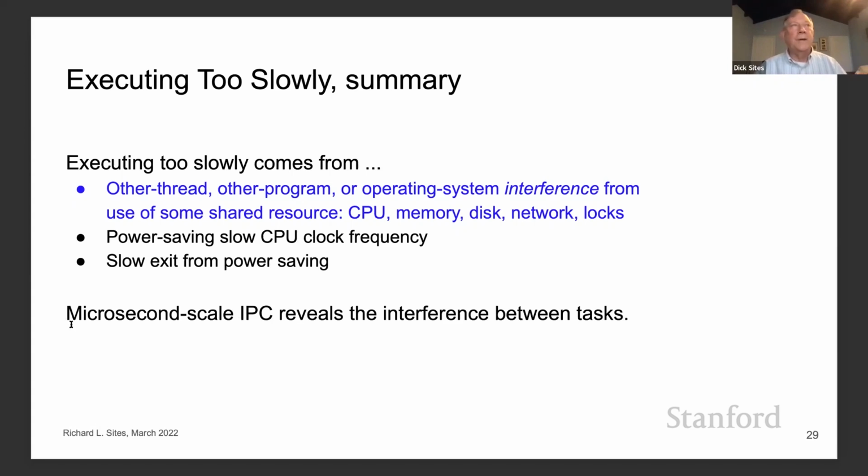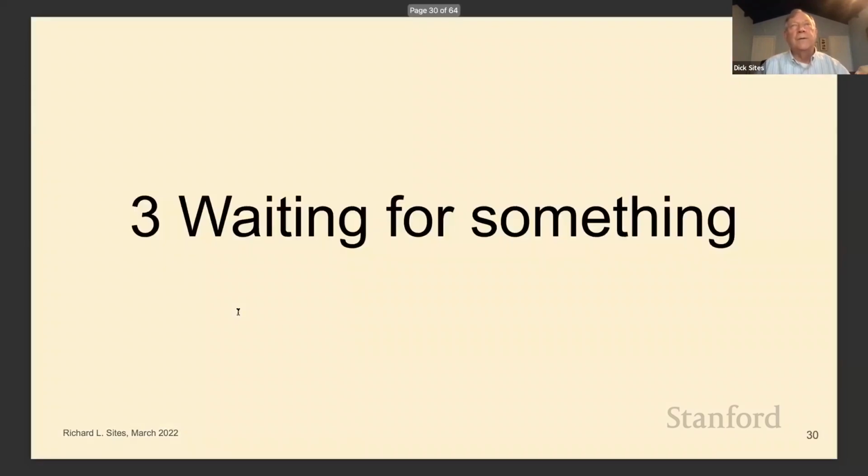So go away with the idea that microsecond scale instructions per cycle reveals the interference between tasks. Looking at instructions per cycle over 2 seconds tells you nothing. Looking at it over a millisecond or so doesn't tell you very much, but looking at it over just these microsecond scale execution intervals at every interval tells you a lot.